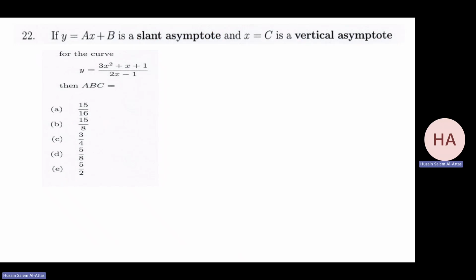If y equals ax plus b is the slant asymptote, and x equals c is a vertical asymptote, find a times b times c. Okay, it means we need, well, a vertical asymptote is very clear, x equals one half. The vertical asymptote, where I notice in y, if I factor the numerator, I don't have 2x minus 1, correct? This is x. I need, yeah. Let me do it in another way.